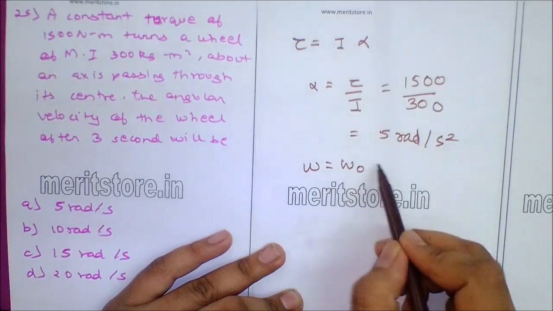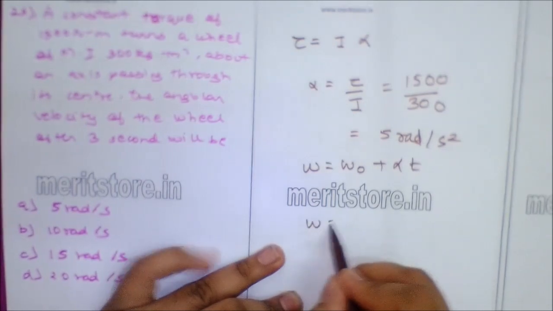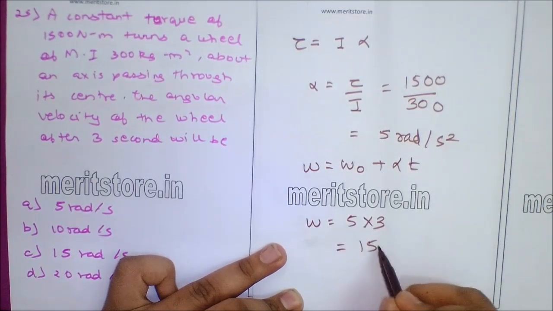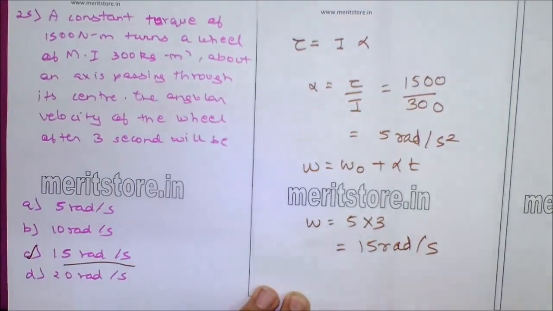Omega is equal to omega 0 plus alpha t. Value for omega 0 is 0. Omega is equal to 5 into 3, which gives us 15 radian per second. So option C, 15 radian per second is the correct answer.